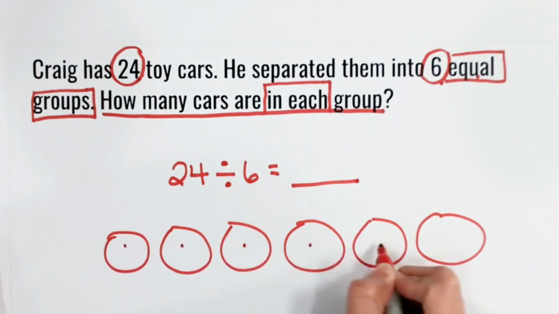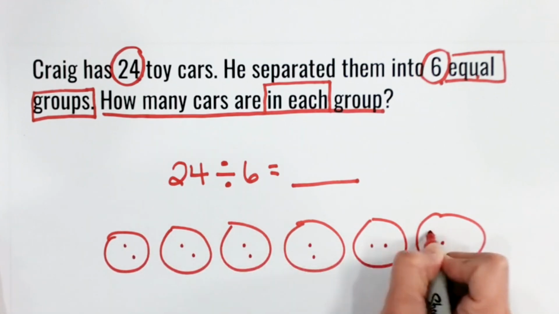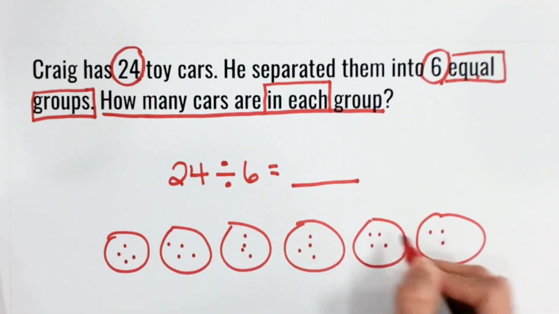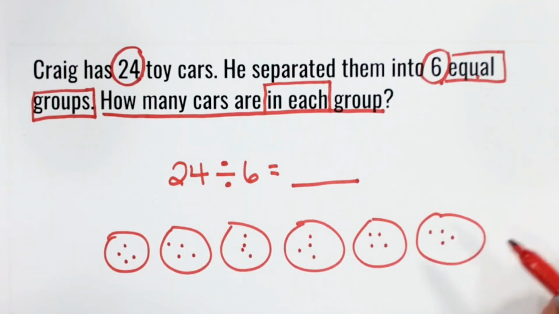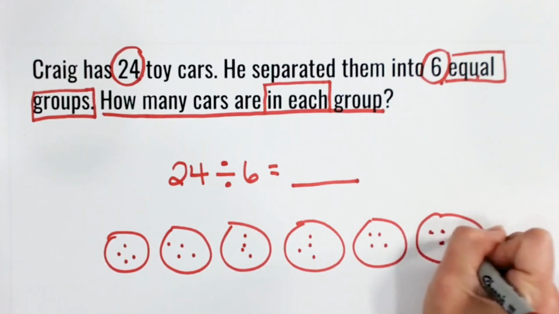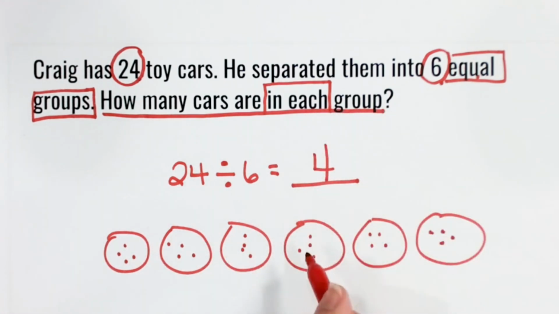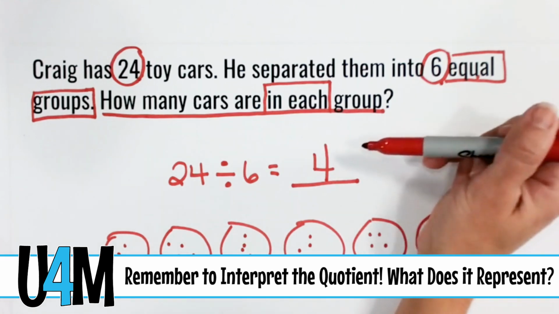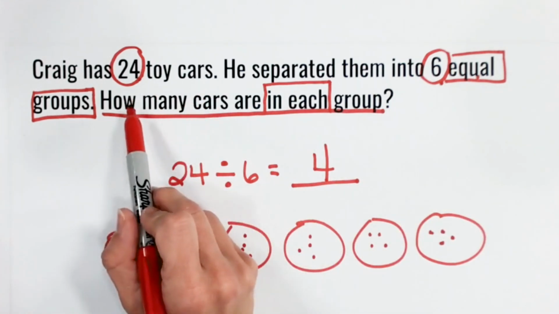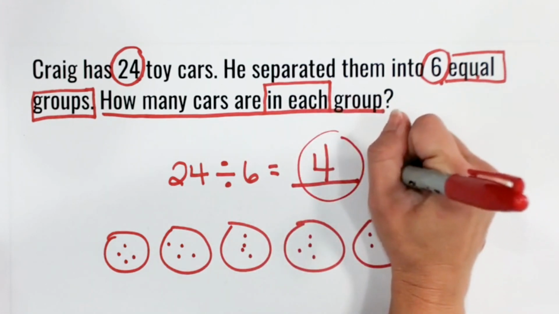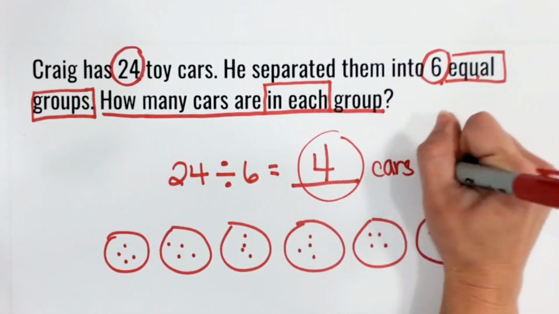1, 2, 3, and so on, up to 24. So now we can see that there's an equal number in every single one of these groups. 1, 2, 3, 4. Okay, so our number that we came up with was 4. But I like to push kids a little bit harder and say, well, what does that 4 represent? Let's interpret that quotient. So we come back up to our question, how many cars are in each group? So this 4 represents the number of cars. So it's 4 cars in each group.